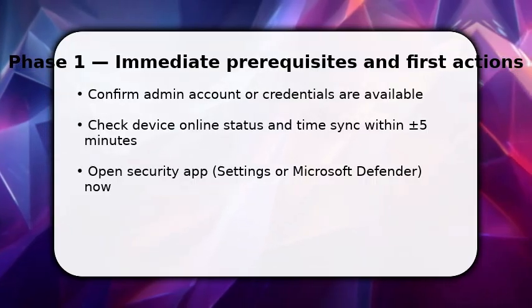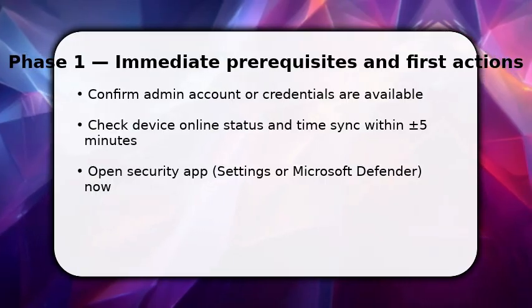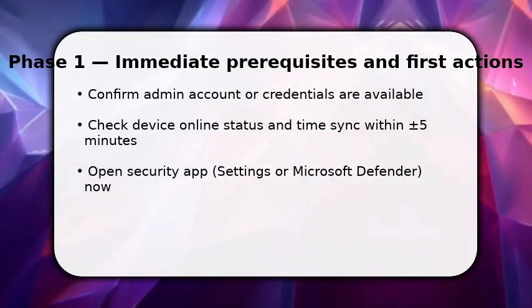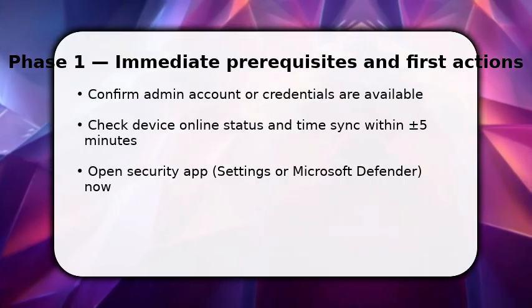Next, open the security app, use Settings or Microsoft Defender, and go straight to the Virus and Threat Protection area. You need to see the cloud-delivered protection tile so you can act. Do this now. It takes a minute and prevents wasted steps later.